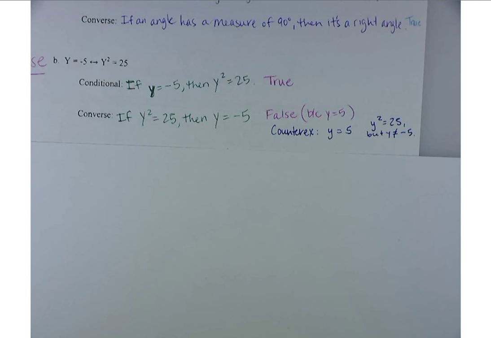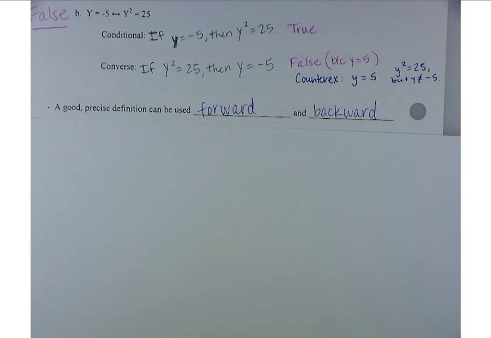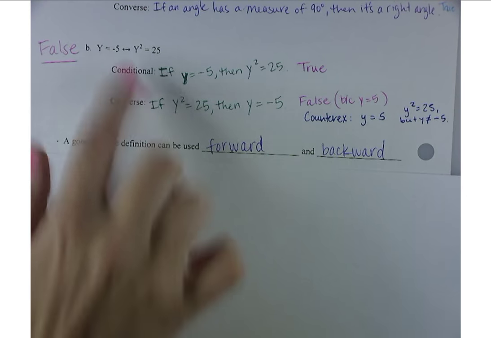Okay, and then for the next part, it says a good precise definition can be used forward and backward, which is very similar to our biconditional, because a biconditional is true only if it's true forwards and backwards. Oh, and for the last one, did we put false for the whole thing? Okay, so you have a true, a false, and so the whole thing is false.